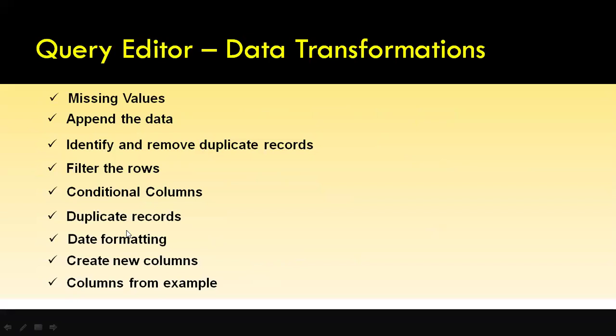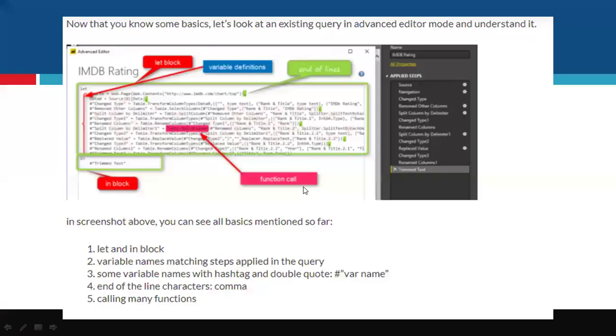Using Power Query Editor, we can find missing values. If you want to append the data one after the other, you can do it with Power Query Editor, and identify and remove duplicates. Supposing you have duplicate records, you want to find and remove them. That is possible with Power Query Editor. For that, you don't have to write any script, you don't have to write lines and lines of code. You can also filter rows, create conditional columns, eliminate or find duplicate records, do date formatting, and create new columns. All these things you can do with Power Query Editor.